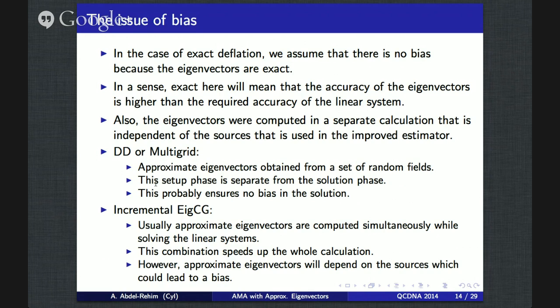In the case of domain decomposition methods or multigrid, these approximate modes are also computed separately in a setup phase, which in a sense gives you some guarantee that there will be no bias. In the case of incremental EigCG, what usually happens is that we combine the computation of these eigenmodes with the solve. This is good because it gives you more efficiency, since you don't have to do a separate calculation. However, how does this affect your final result in terms of introducing some bias?